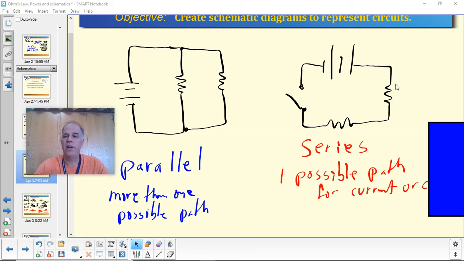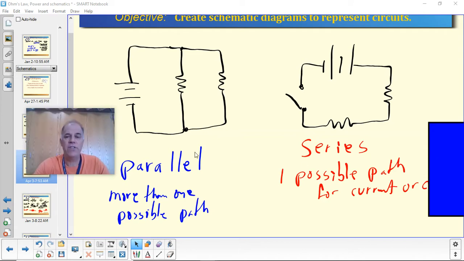We call this series because the electrical components in the circuit are set up one after another. You have to go through them in a series. First you go through this one, then this one, then the switch, then you go back to the battery. Everything is in series, one possible path.